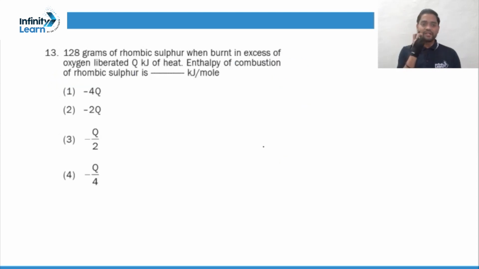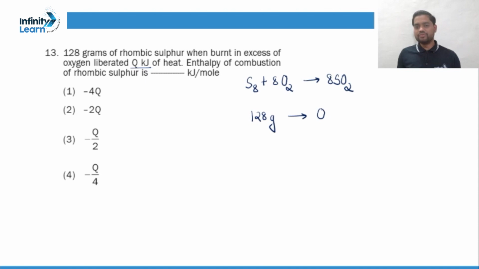Question 13. 128 grams of rhombic sulfur when burned in excess of oxygen liberated Q kilojoules of heat. Enthalpy of combustion of rhombic sulfur. So rhombic sulfur, if I am not mistaken, is S8, and we are doing complete combustion. So with oxygen, it will give you SO2. So this is 8 and this is 8, balanced. So 128 grams gives you Q kilojoules. Okay, so 32 into 8 times is around 256 grams.